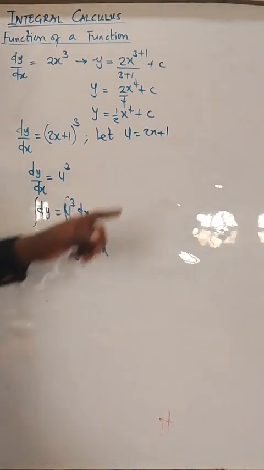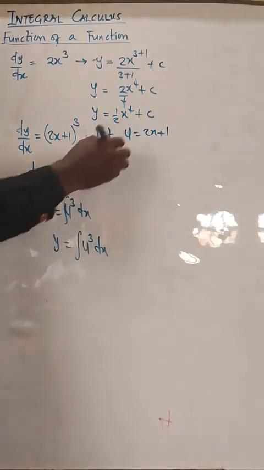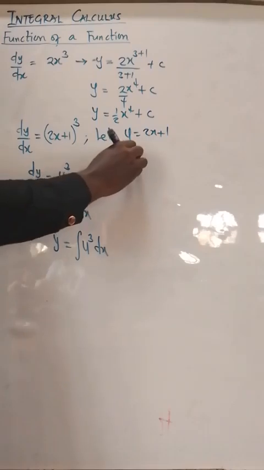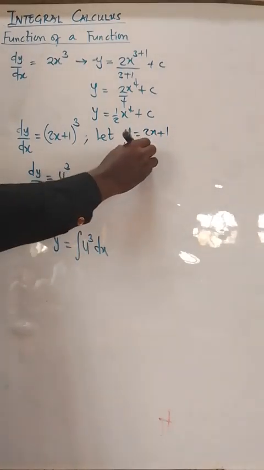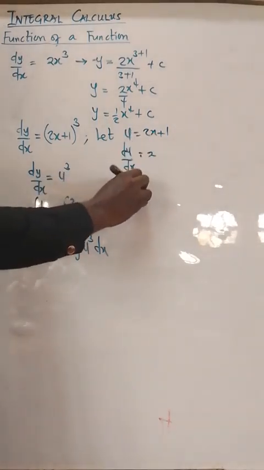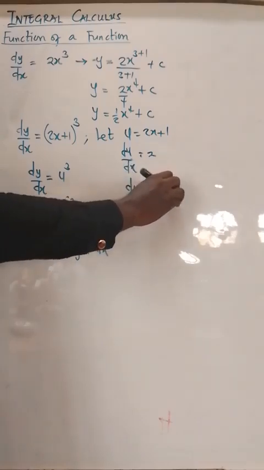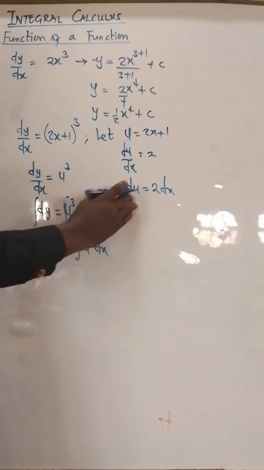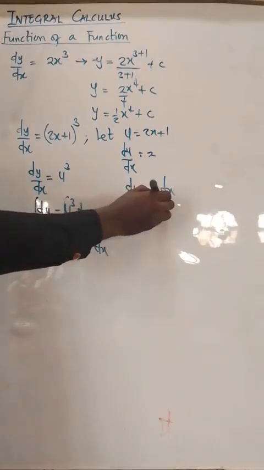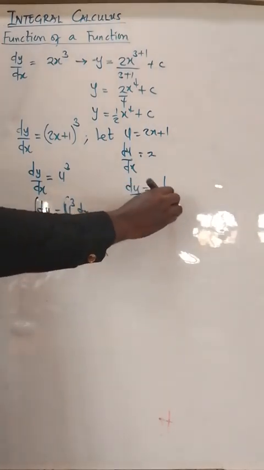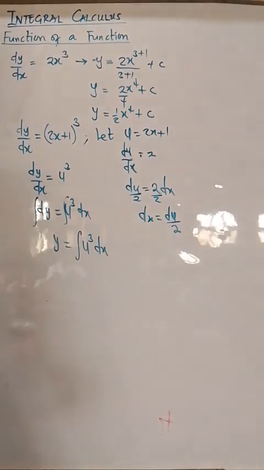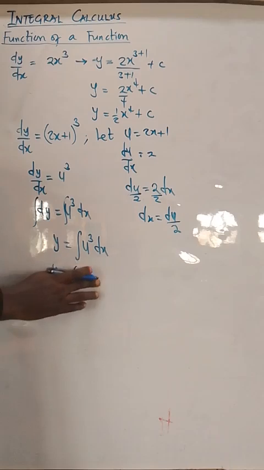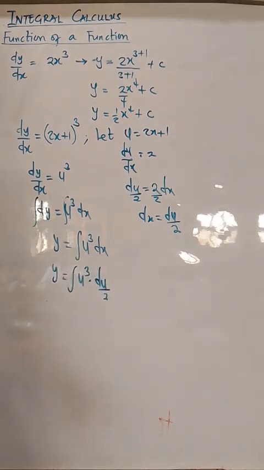You will now come here. From here we can look for du/dx. From here du/dx, you have to differentiate. It becomes 2. From here it means du equals 2 dx. Our aim is to replace the dx. From here it means dx equals du over 2. So it means dx equals du over 2. You now come here and say this y equals the integral of u cubed, then what's the dx? du over 2, which is written as half of du.